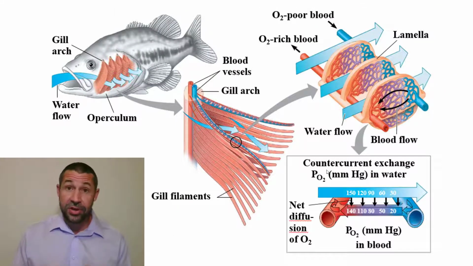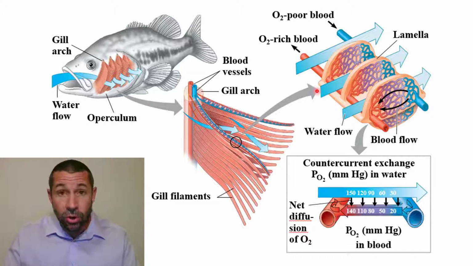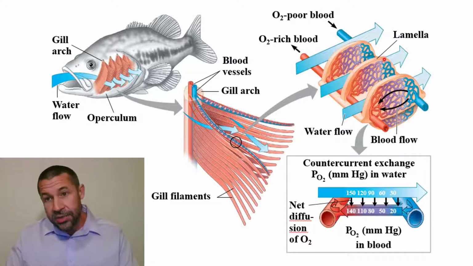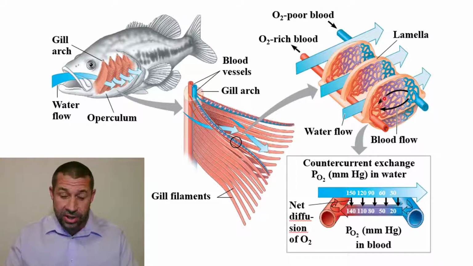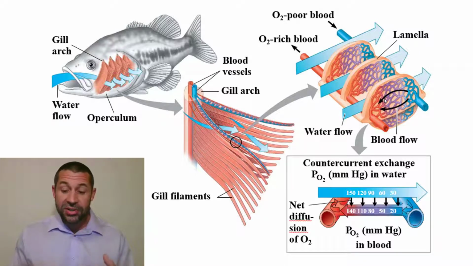The gills of fish are truly amazing. Gills are composed of long gill filaments that are running in parallel. If we take a closer look at the gill filaments, they have what's called a counter-current exchange. What that means is water is running in this direction and blood is running in the opposite direction. What that means is it creates this positive net diffusion gradient.